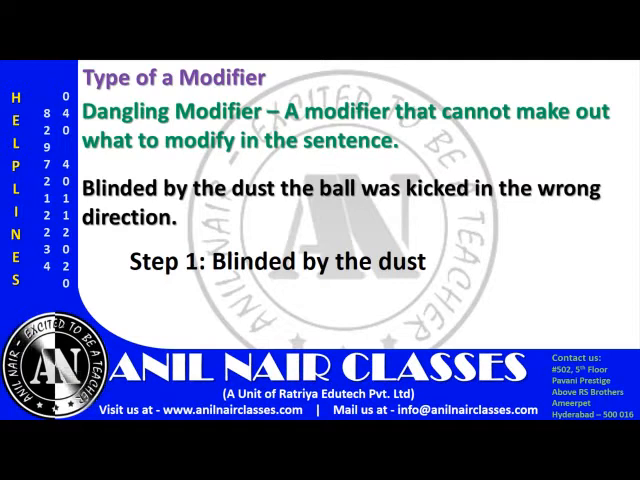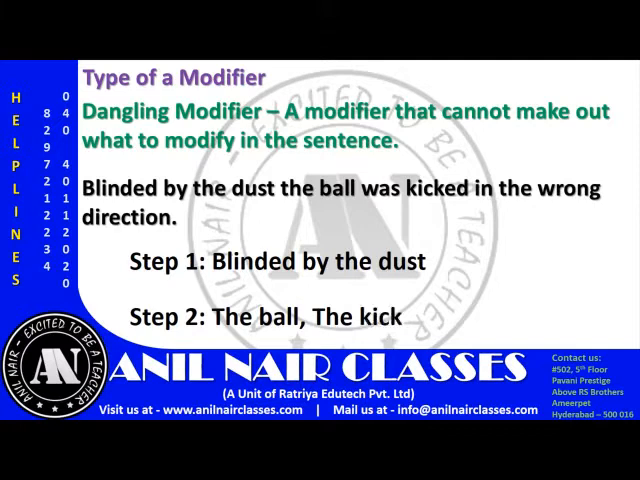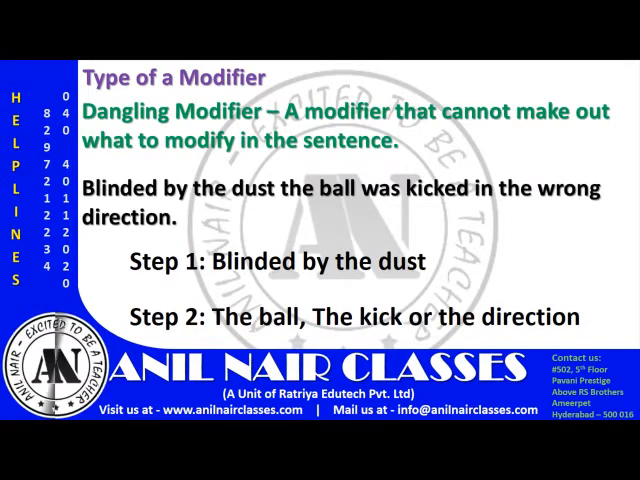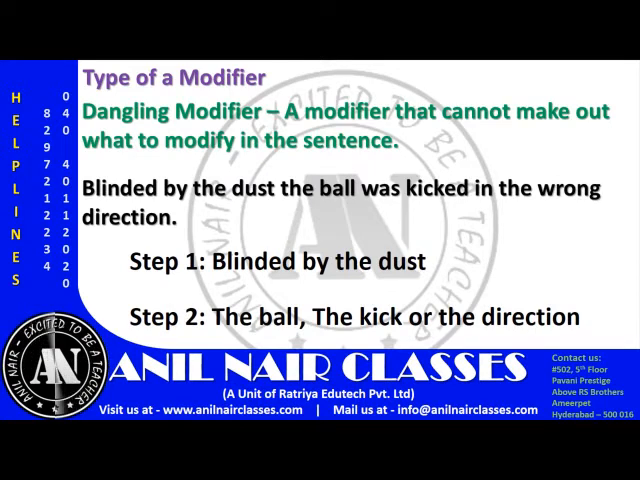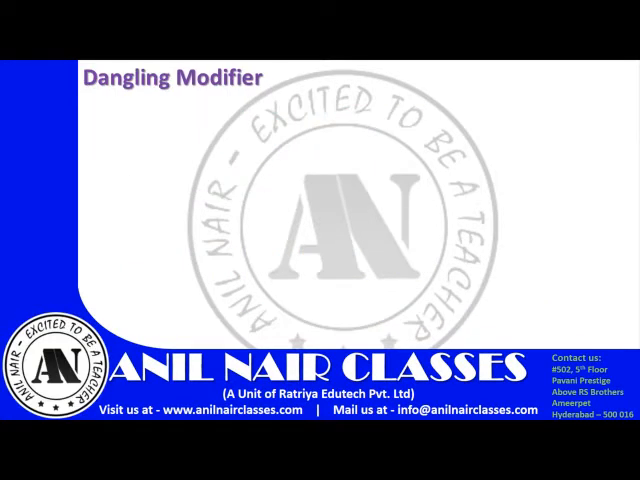Now, the second step asks you to identify what is being modified. So, in this sentence, what got blinded? The ball, the kick, or the direction? None of these. It is actually the player or the person who kicked the ball that got blinded. But that subject is missing in the sentence. Therefore, this is an example of an error of a dangling modifier.